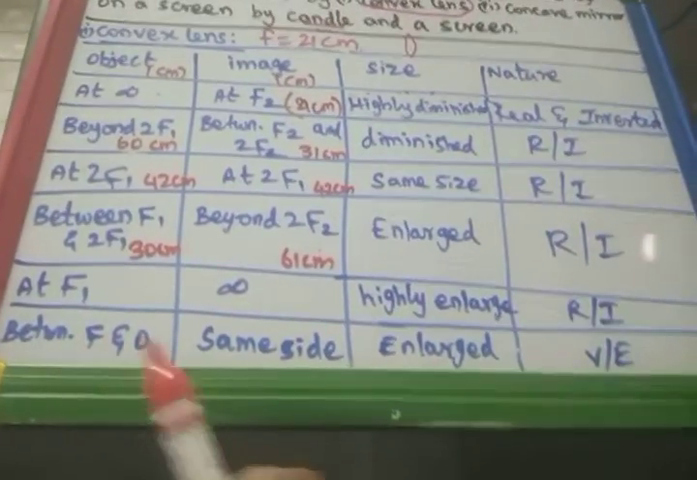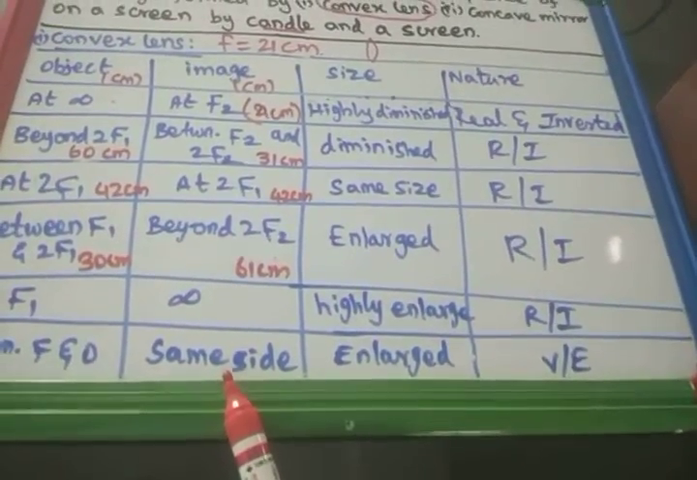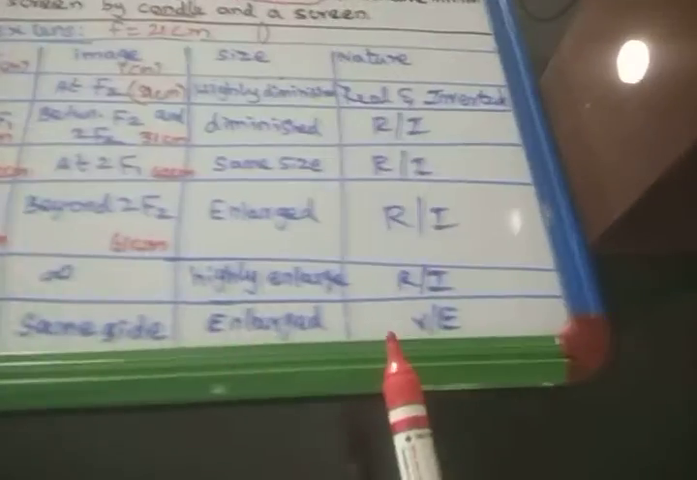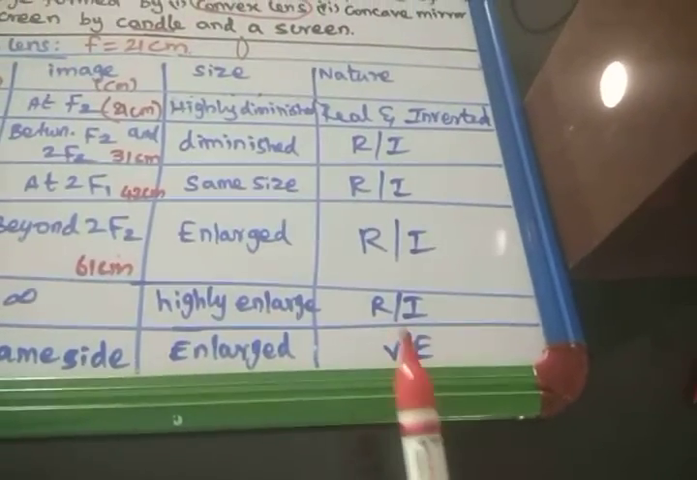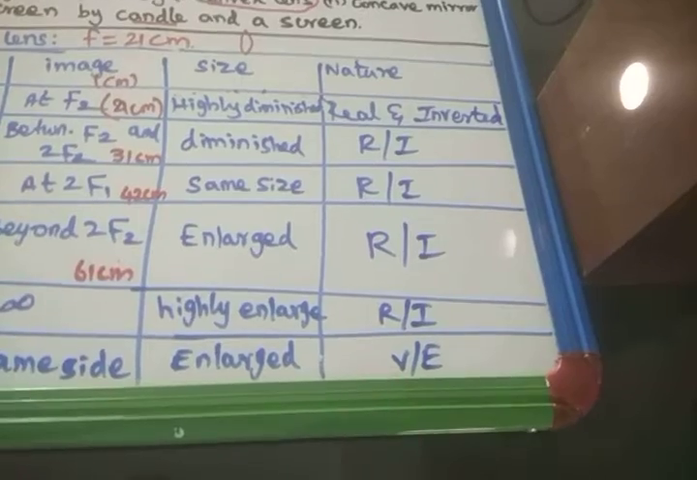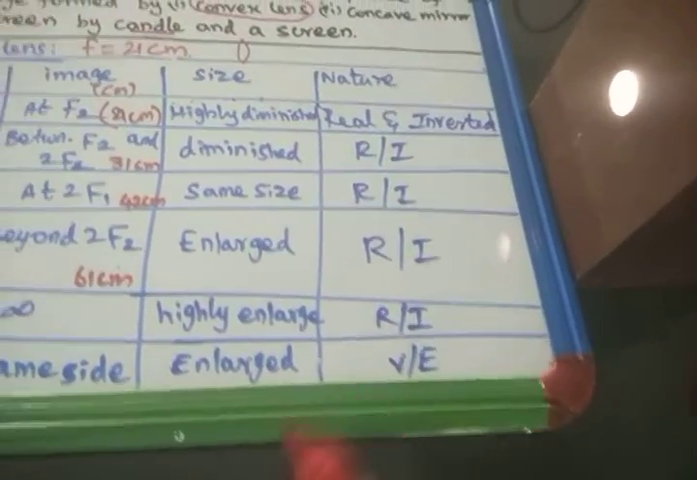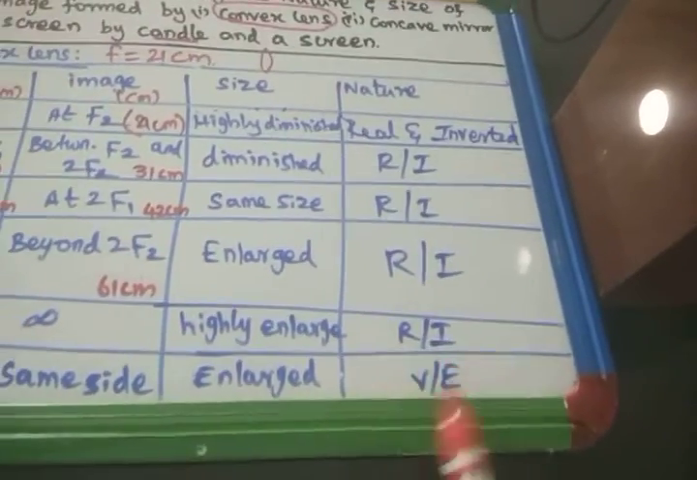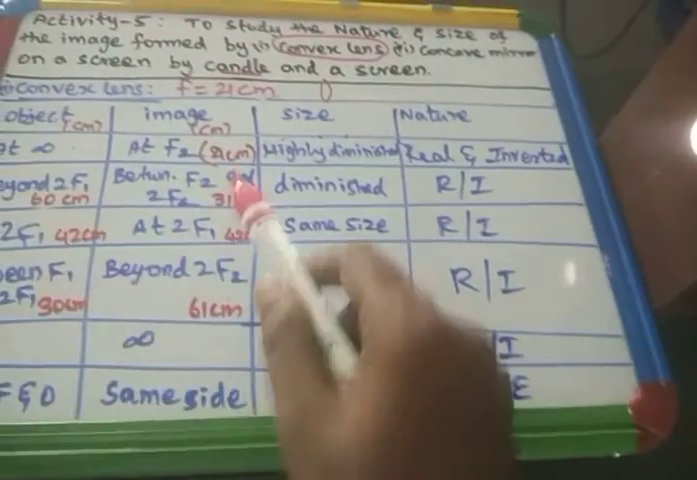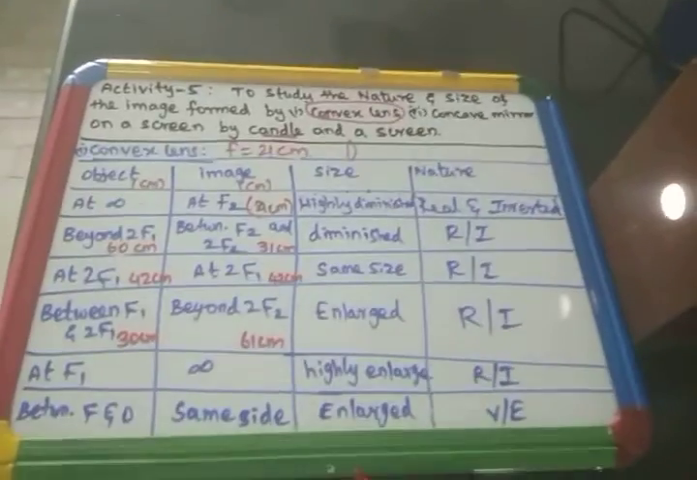Then between F and O, the image will be formed on the same side. The nature of the image is virtual and erect. A virtual image is an image which does not form on the screen. That also we are not able to prove in this activity. But we can explain it by drawing this tabulation with this calculation. So you have to write these readings in the activity examination.